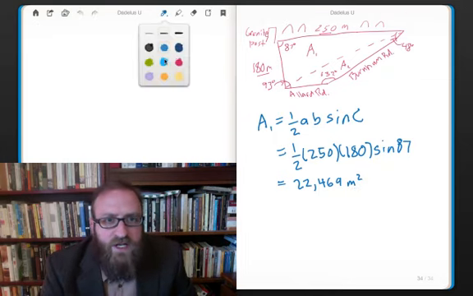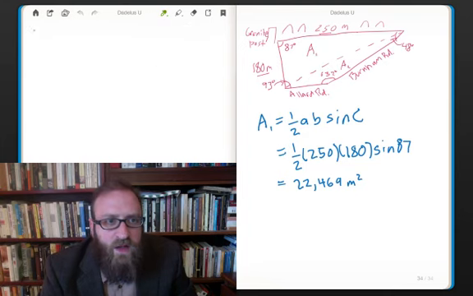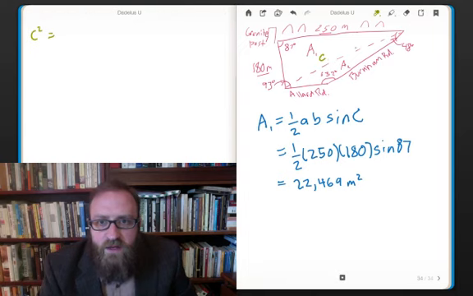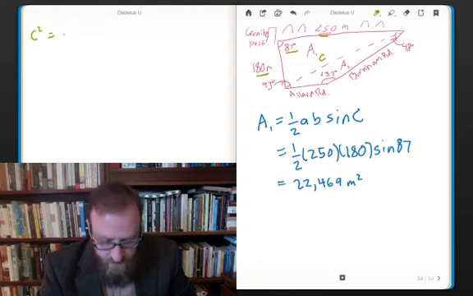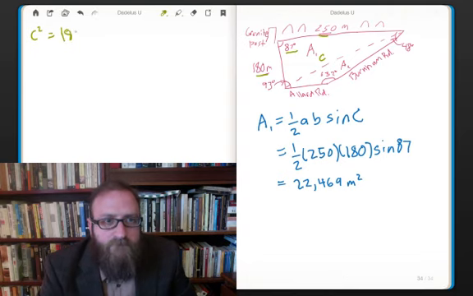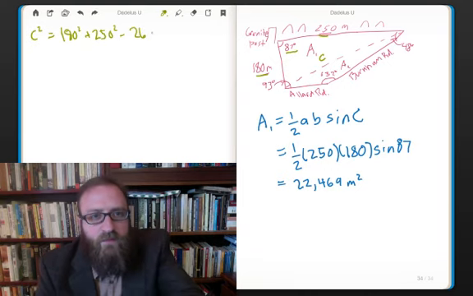So let's change colors, do a little green. And our step 2 is the law of cosines. So remember, the law of cosines says that c squared, and we're going to say c is this big long line here, the dotted line. We can use our information on this triangle, in other words, the 180 and the 250 and the 87, to solve for c.